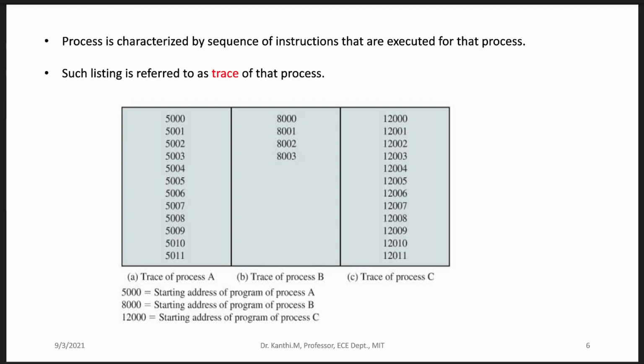So a process has a set of instructions. As mentioned in the previous diagram, you have some number of instructions given in these addresses for process A, and this is process B and process C. So this memory list, you call it a trace of that process, a set of memory addresses. So this is called a trace. This is the trace of process A.